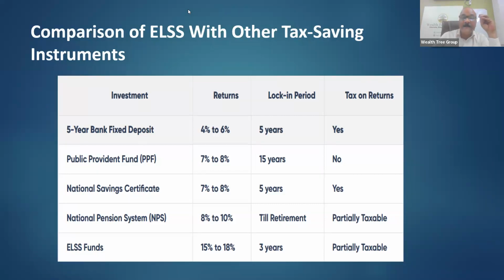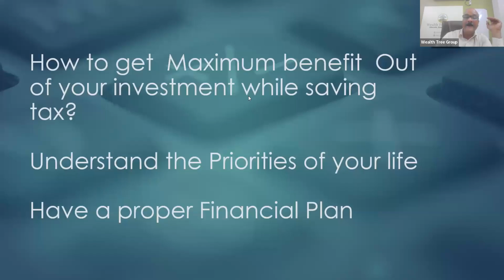Then National Pension Scheme, 8 to 10% return, you need to hold till retirement, and it is partially taxable. And ELSS fund, here you can see 15 to 18% return, and 3 years only is the locking period. You have a facility to withdraw after 3 years, and it is partially taxable. What is this partially taxable? I will explain.